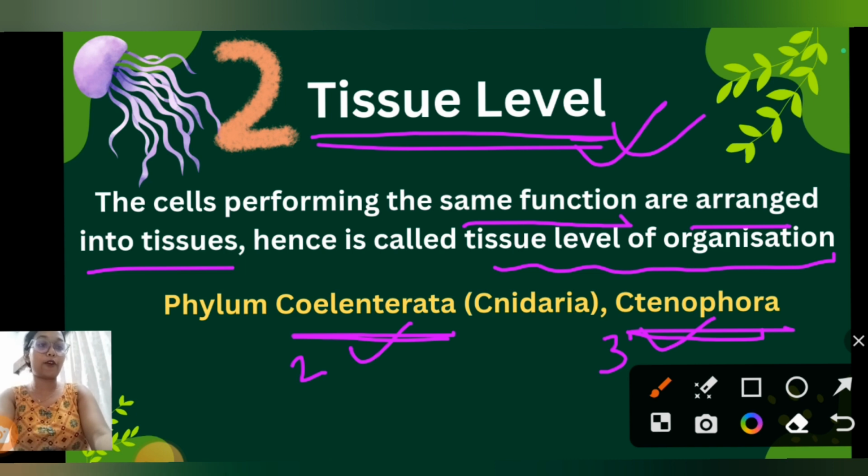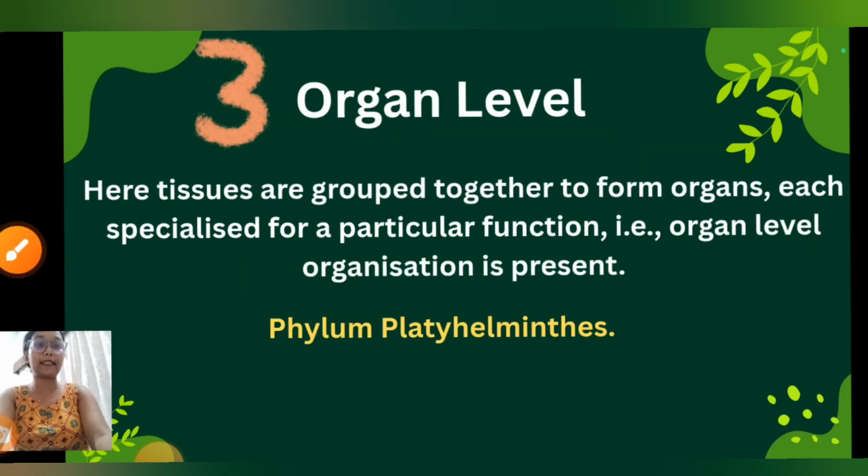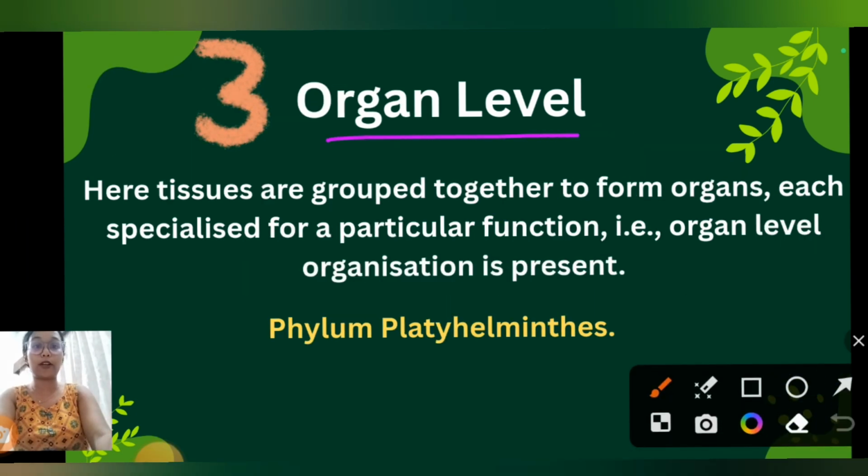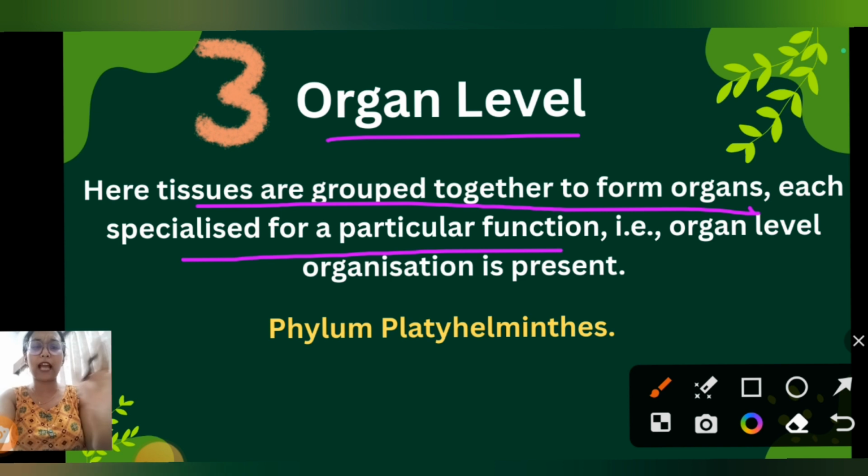Then moving on to the third level of organization, that is the organ level organization. Here the tissues are grouped together to form your organs. The tissues will club together to form the organs. They do not form the organ system. You can't find any kind of organ system. Each is specialized for a particular function. They will have different functions. So that is the organ level organization.